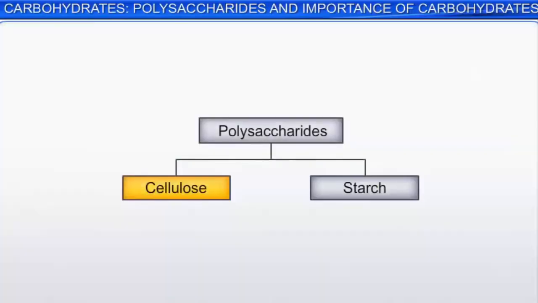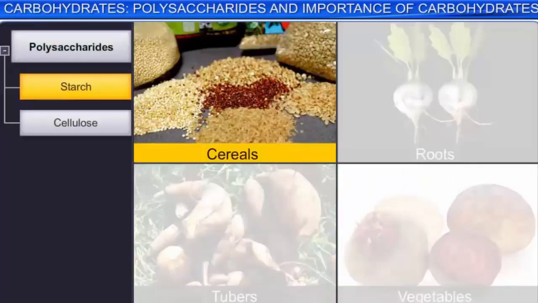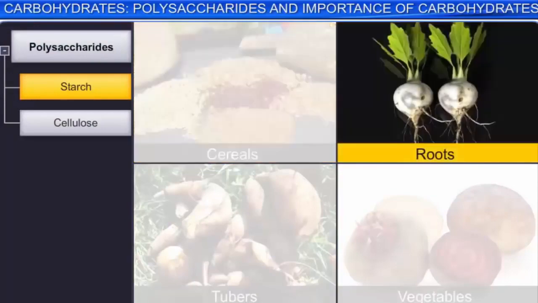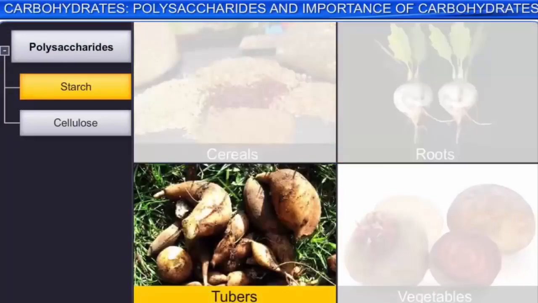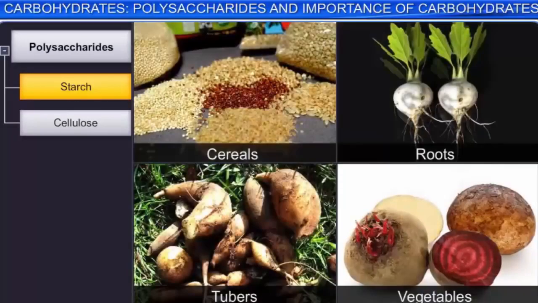Cellulose and starch are the most important polysaccharides. Starch is the main storage polysaccharide of plants. Starch is found in cereals, roots, tubers, and some vegetables, and is used as an important dietary source for human beings.